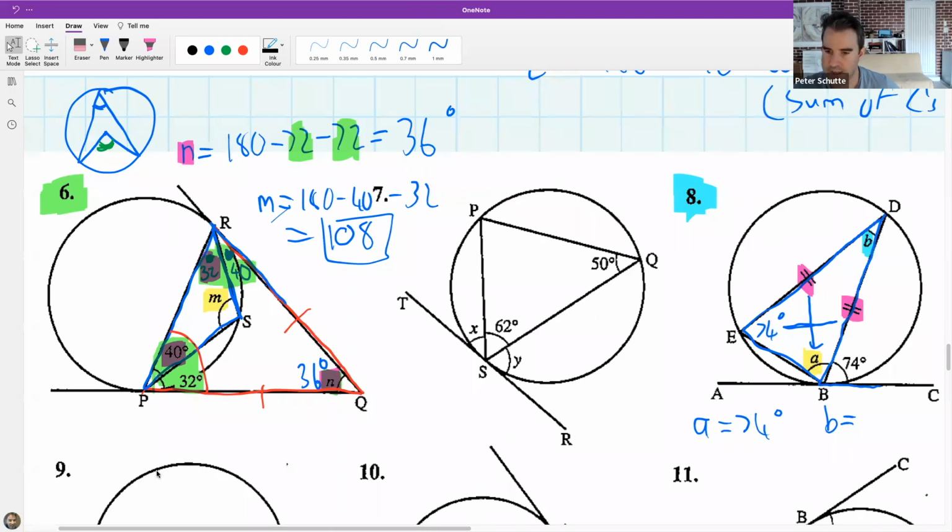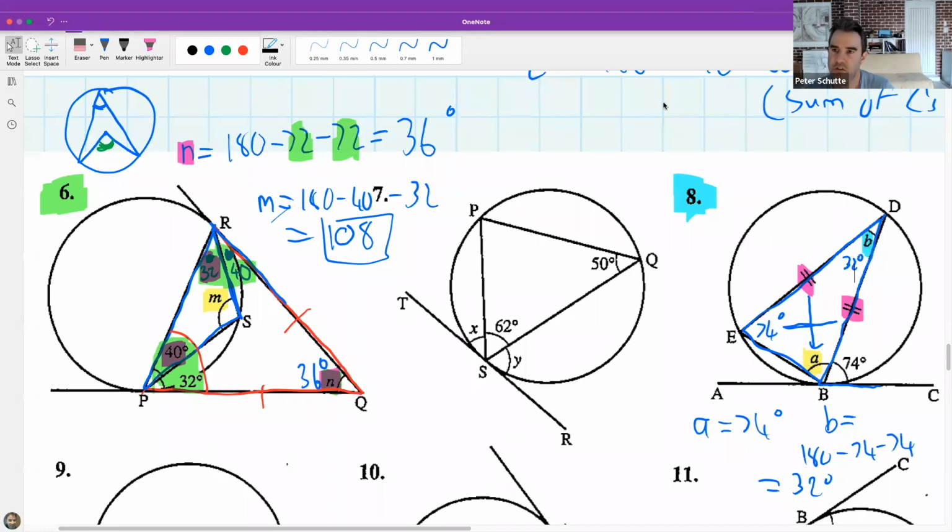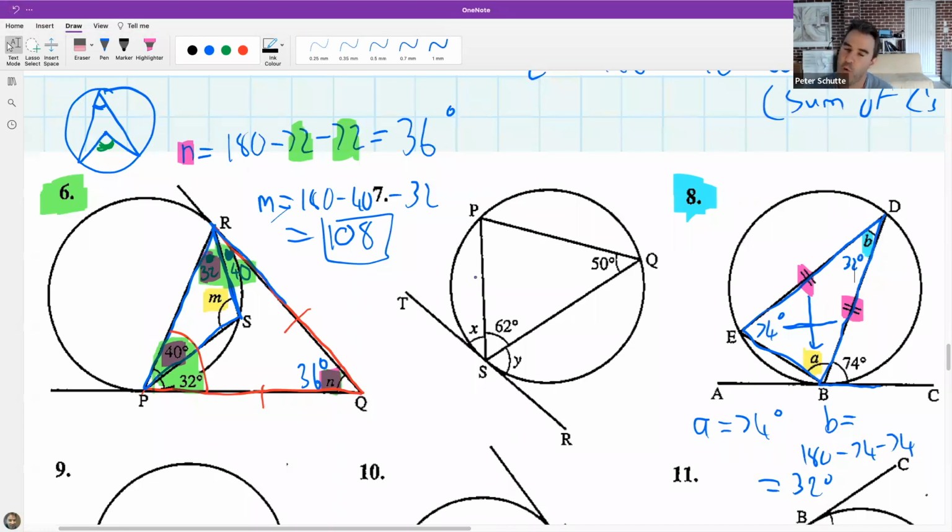So B looks to me like it's just going to be 180 minus those two angles. So 180 minus 74 minus 74, which is going to give us 32. So this should be 32. Fantastic.